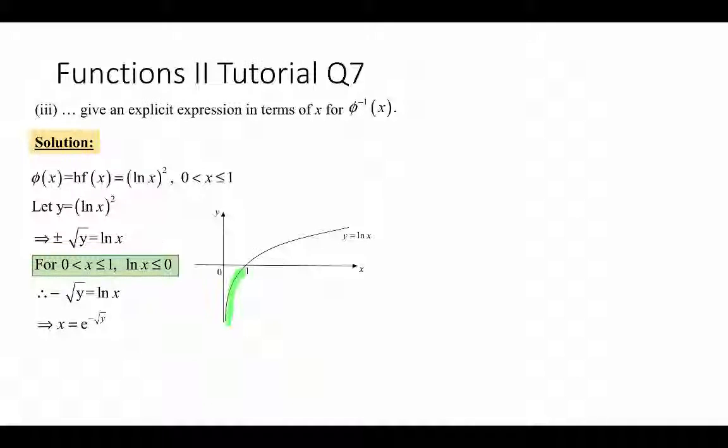From here, making x the subject, we get e to the power of negative square root y. And hence, my inverse function, phi inverse of x, must be equal to e to the power of negative square root x.